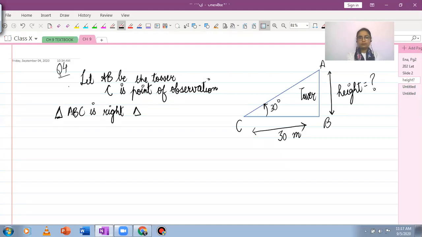Rhythm, beta, have you done this chapter? Yes, we have done only up to 5, up to 6.